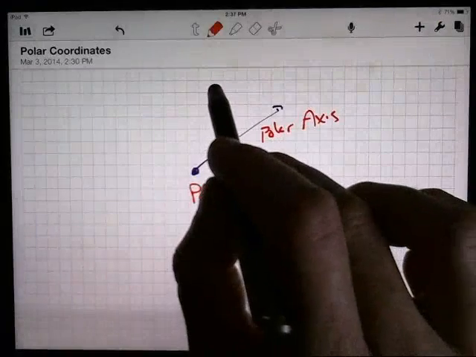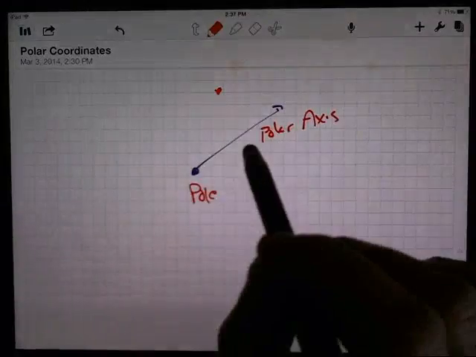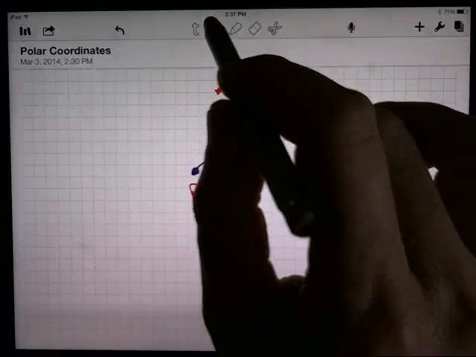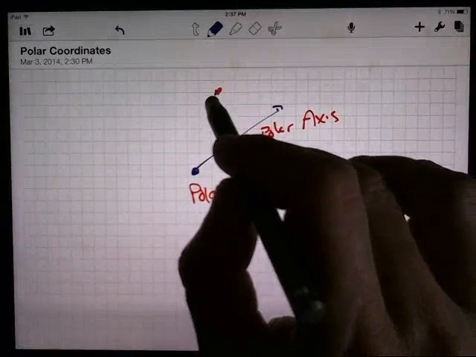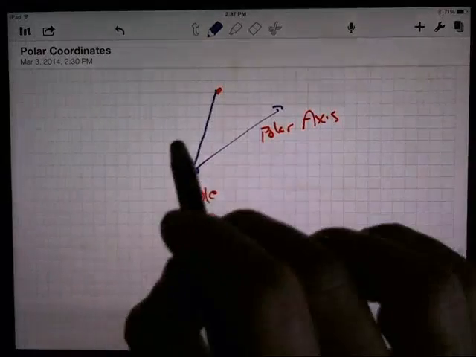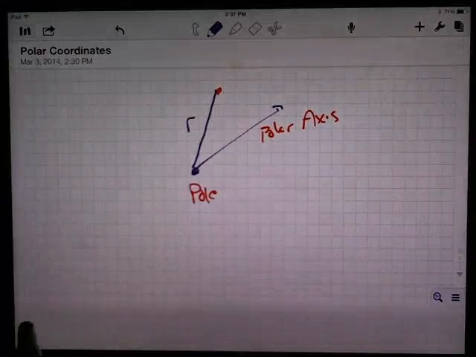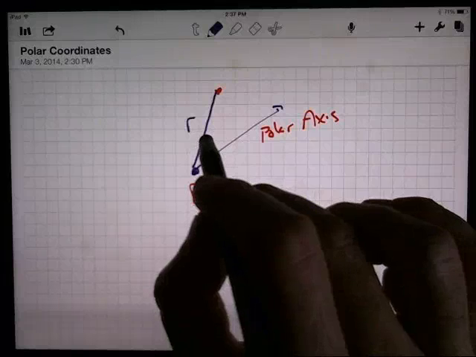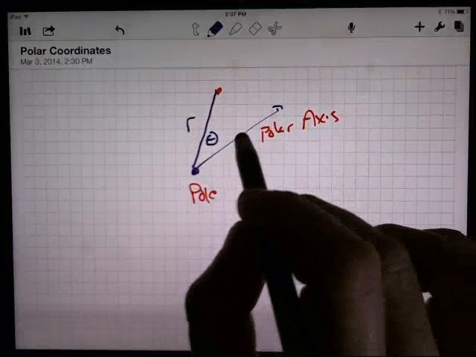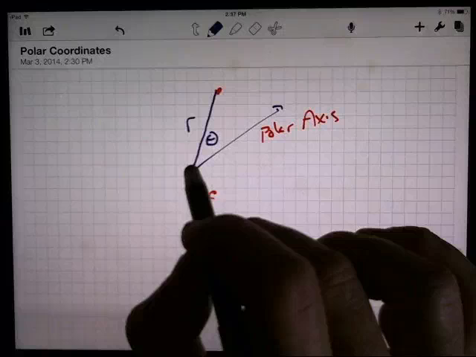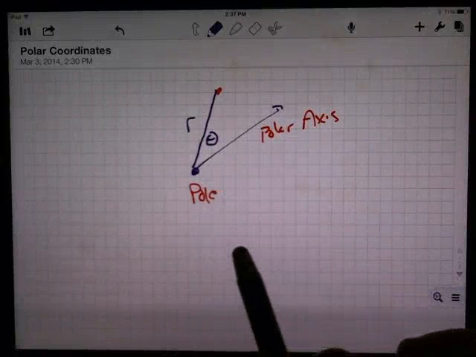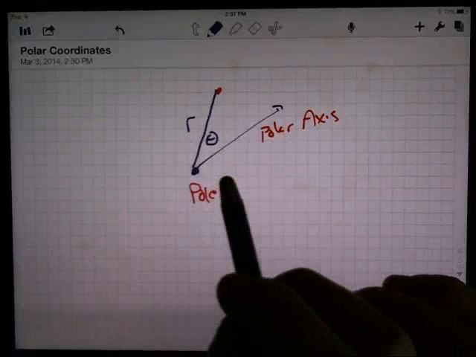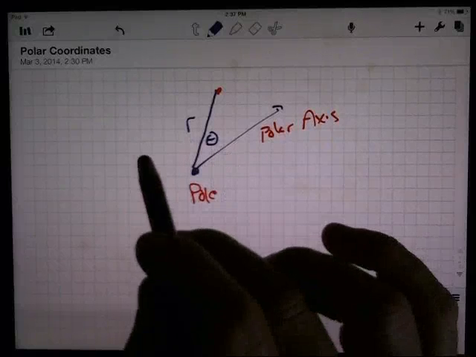Now, given the pole and the polar axis, I'm going to come up with coordinates for every point in the plane. So for instance, here's a point. What I'm going to do is look at the distance away from the pole, that's called r, and the angle that you would have to rotate from the polar axis to that line segment. We'll measure angles positively going counterclockwise, and negatively going clockwise.